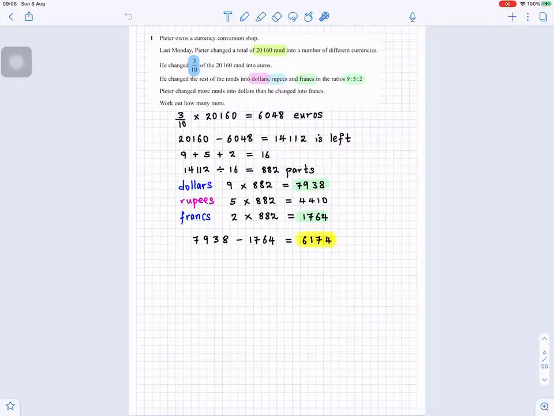So dollars will be 9 times 882, which is 7,938. And then rupees is 5 times 882, 4,410. And francs is 2 times 882, 1,764. And the difference is 7,938, that's the dollars, minus the francs, 1,764. It gives you 6,174.